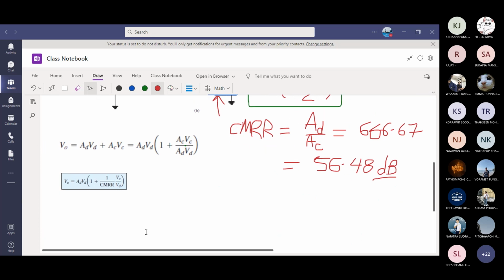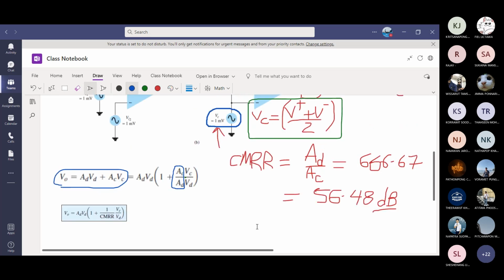I also brought in another formula. V out is AdVd plus AcVc. If you take AdVd as a common factor, you can see in the bracket you have 1 plus Ac over Ad times Vc over Vd. What is Ac over Ad? It is the common mode rejection ratio's inverse. So 1 over CMRR, and then you multiply Vc over Vd.